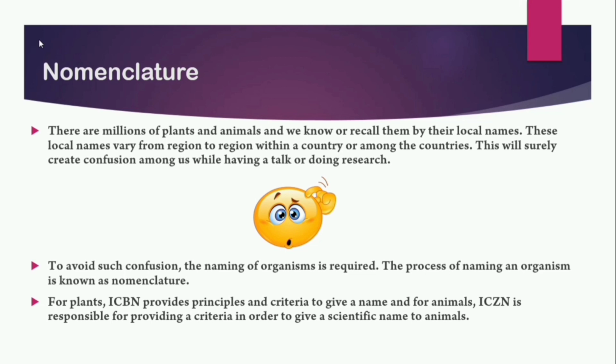Now for plants, ICBN provides principles and criteria. ICBN full form is International Code for Binomial Nomenclature, and ICZN provides criteria and rules for animals. Full form International Code for Zoological Nomenclature. Sorry, for ICBN it's Botanical Nomenclature. My mistake, sorry. So now let's move to the next slide.